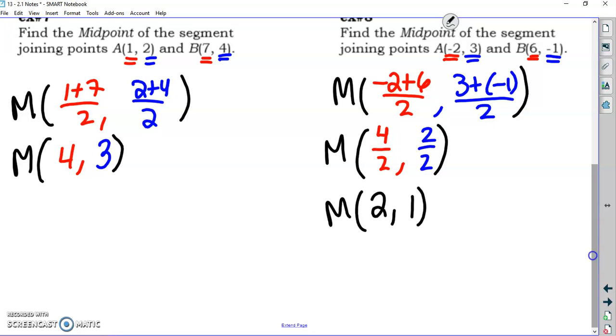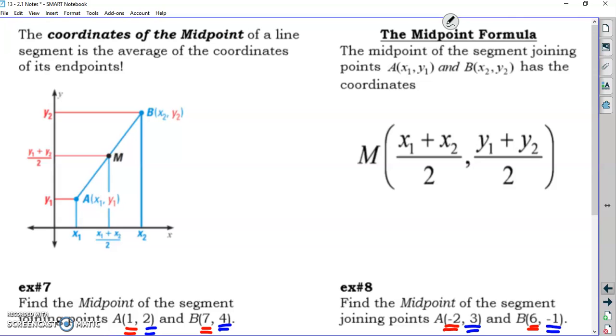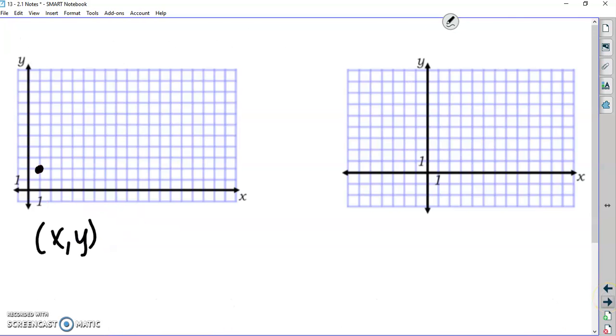So we're going to graph these points just to prove that this M value is actually the midpoint. So A is at 1, 2, x comes first, y comes second, so to the right 1, up 2. B is at 7, 4, so to the right 7, up 4. So that's B, this is A. And then M we found was at 4, 3. So to the right 4, up 3. So you can see that M actually is the midpoint of A and B.